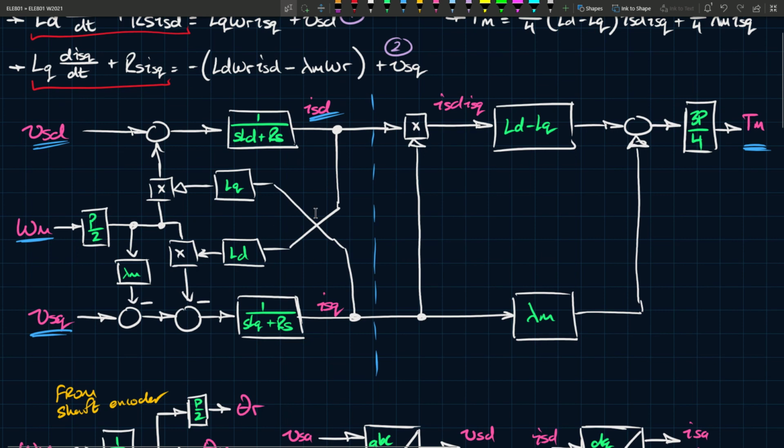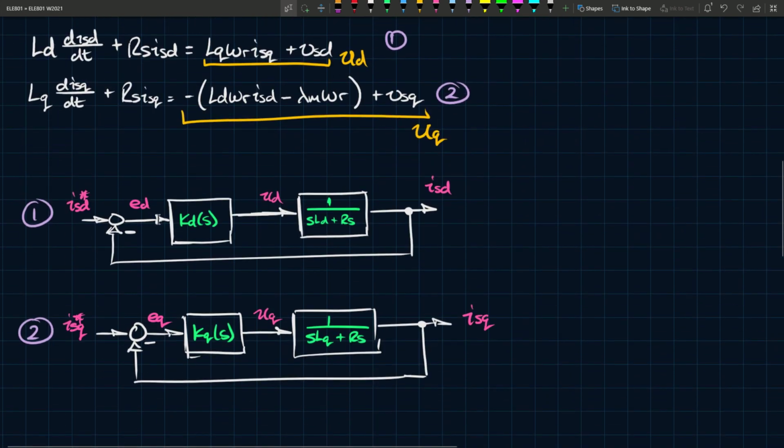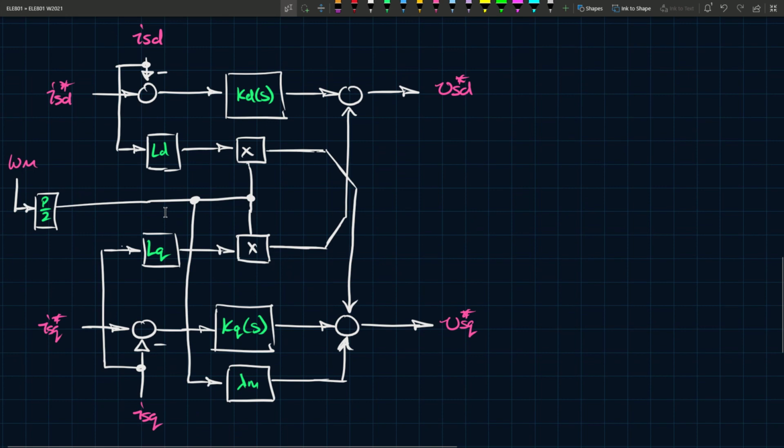So you'll see this here as well, right? This is VSQ, this is ISQ times LQ times the output here, which I haven't labeled. The output here is omega R, right? So you essentially have ISQ times LQ times omega R being added to VSD. Now how do we eliminate that in our control signal? We just do the opposite, right? The opposite in this case means that this should be negative. So you want to subtract the effect of that thing. That's how you decouple this.